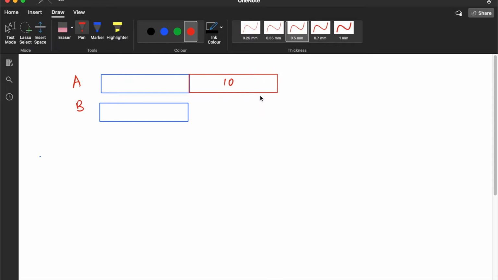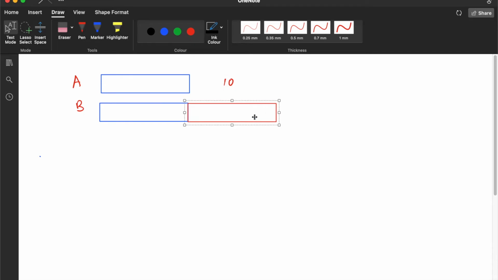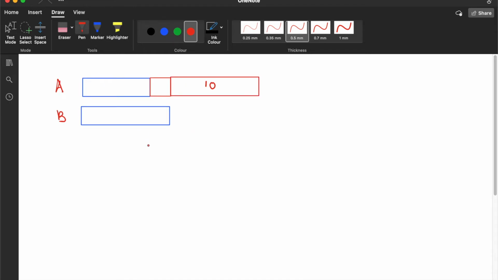So if A were to give this entire $10 more to B, then it is quite simple. This entire thing will just shift here, and it will end up that A will now have $10 less than B. The problem we are trying to solve is a bit more complicated than that.